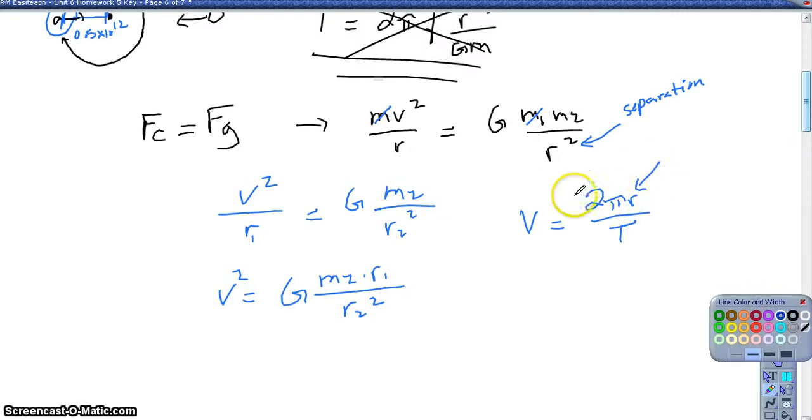Well, again, this is coming from the circle, right? This is coming from the radius of the circle. So once again, for the heavier mass, that would be the 0.5 times 10 to the 12th. That would be my r1 that I've used here, right?